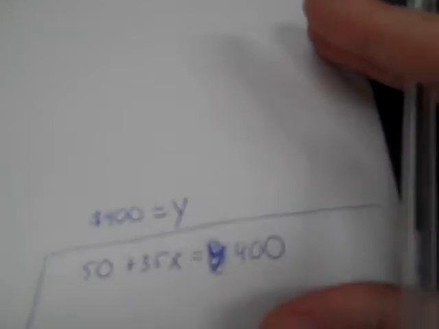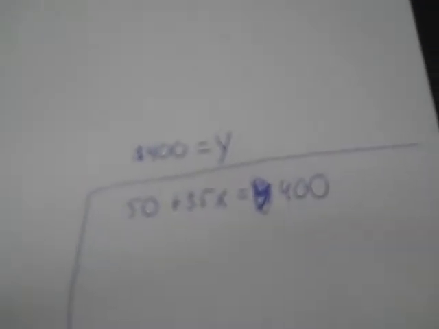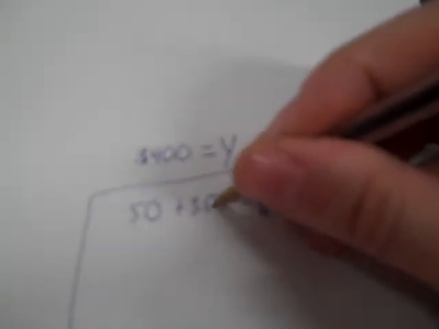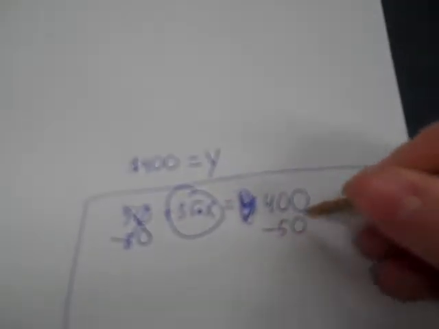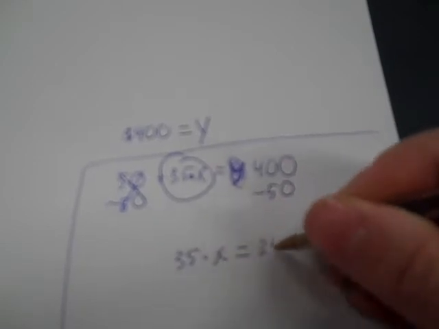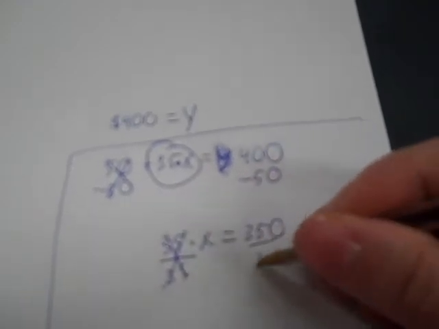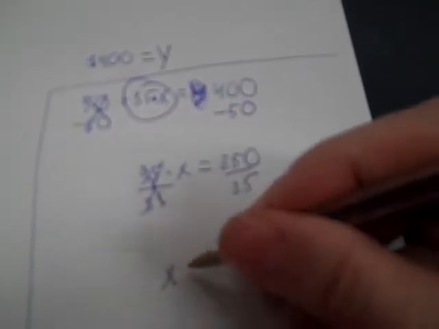Okay, so we have to get the Y out of there. There's no number in front of it, so I don't need a parentheses. I can just scribble it out. And now I have to get the X by itself. It is not by itself. You need to dot it and circle it. And outside you have 50. So you're going to minus 50, minus 50. So 35x equals 350. And then divide both sides by 35. And that's 10. X equals 10. So 10 months.